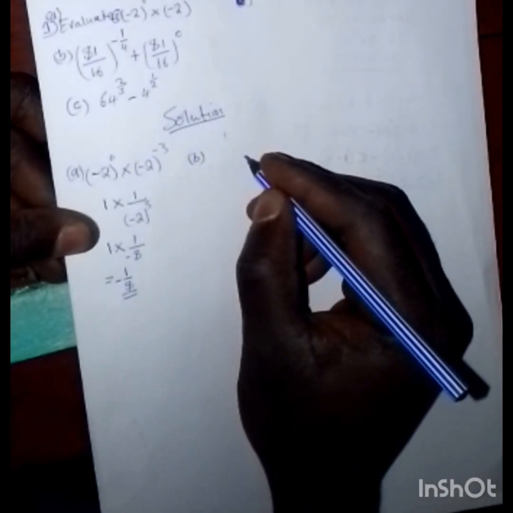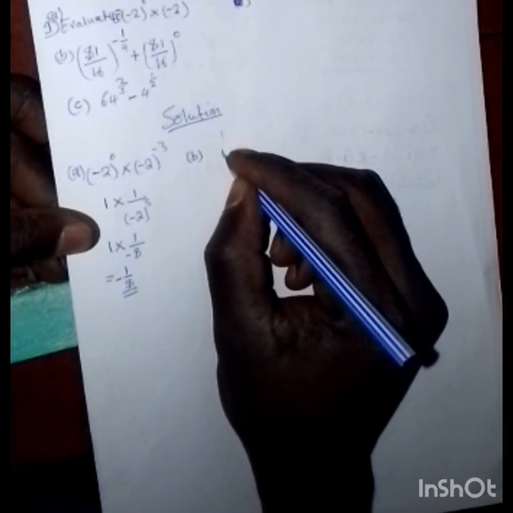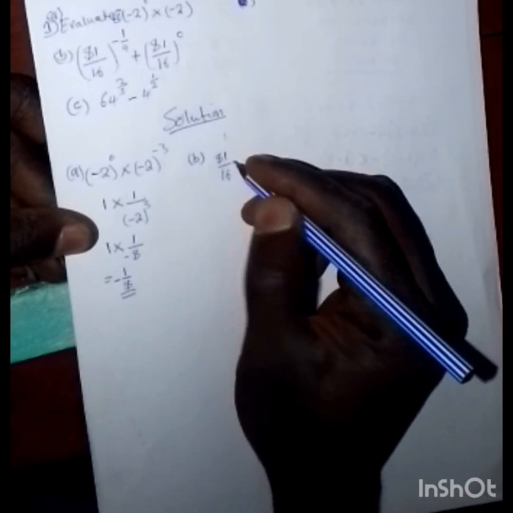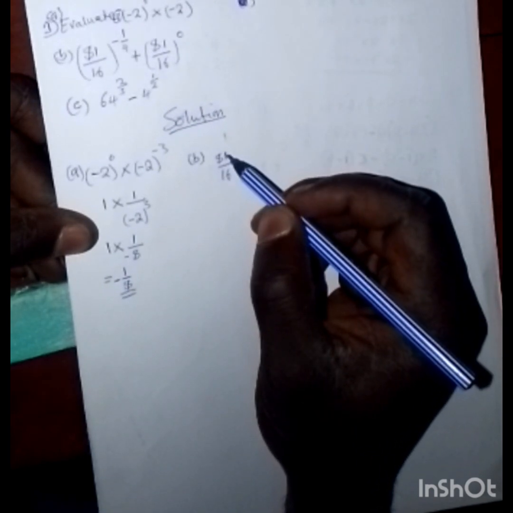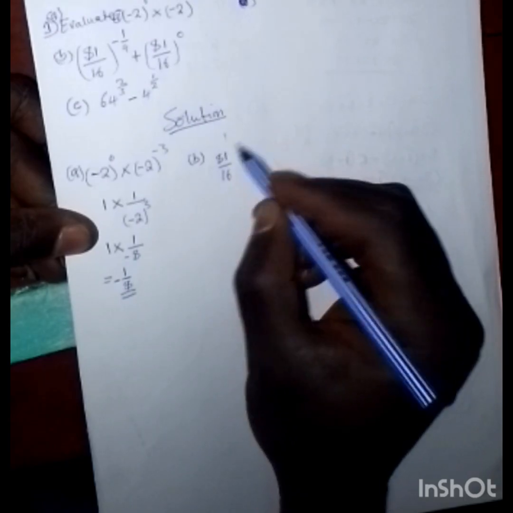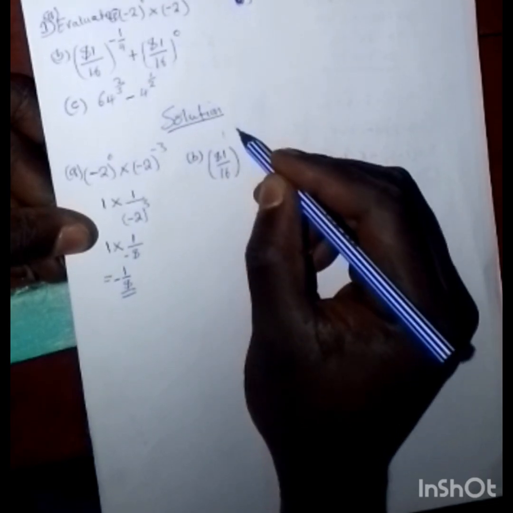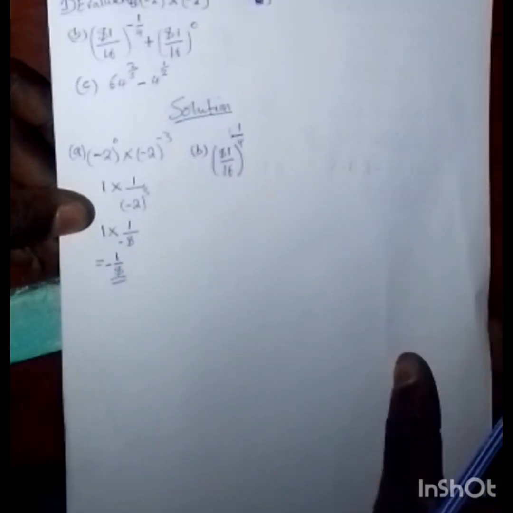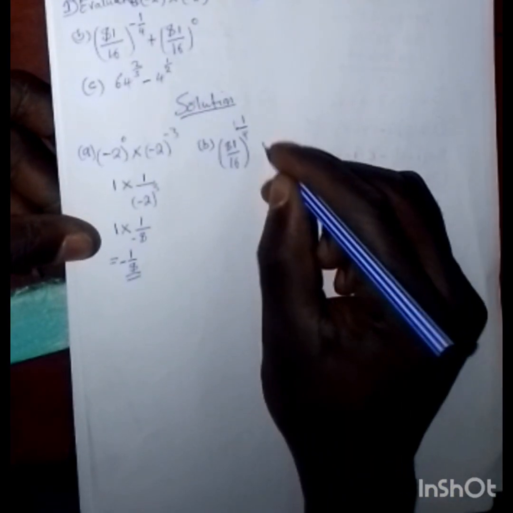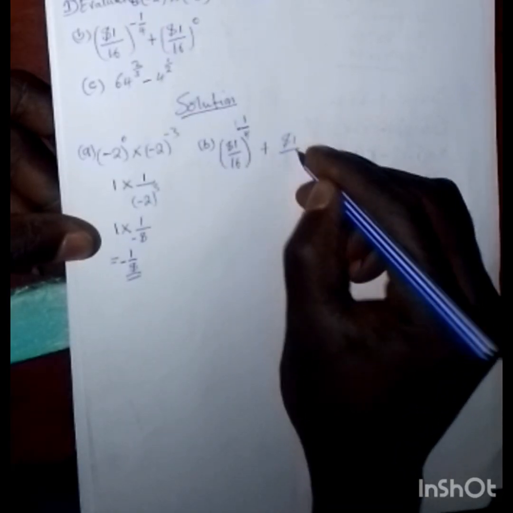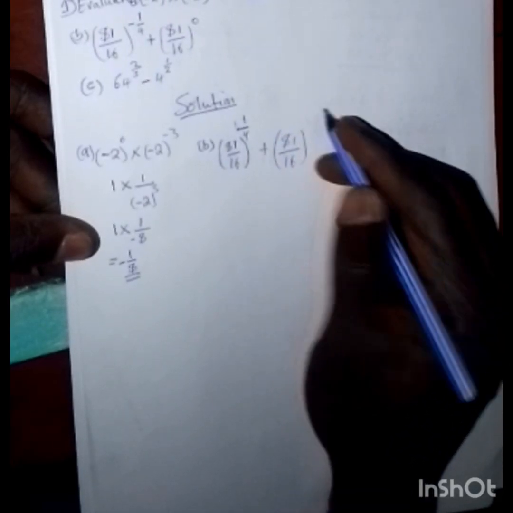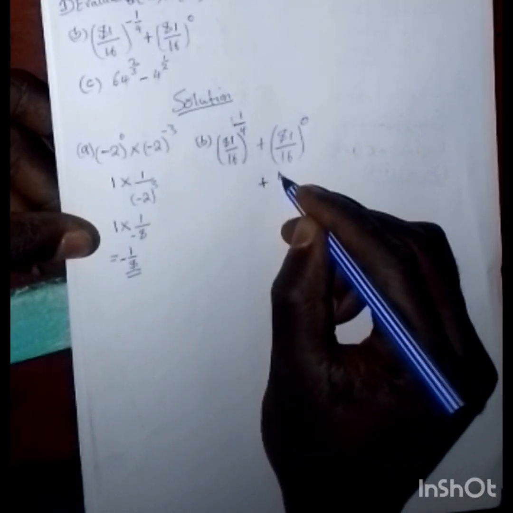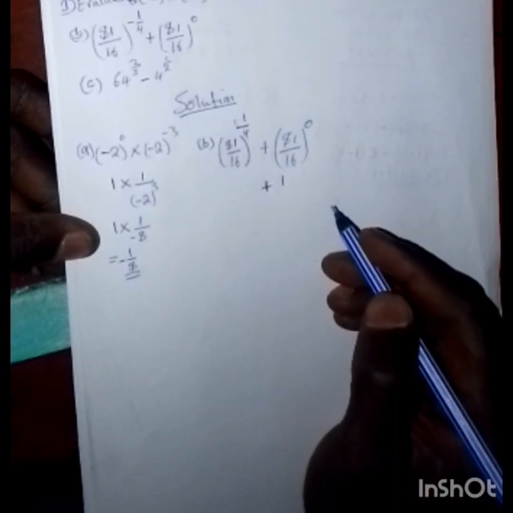We have got a fraction raised to a power, which is also a fraction. So I've got (81/16) in the bracket to the power -1/4, then plus (81/16) raised to power 0. This is power 0, so this is the same as 1. So here we're going to have 1 because it's raised to power 0.